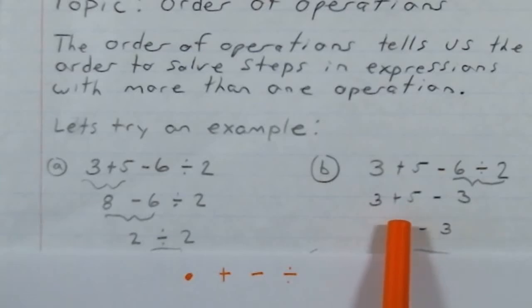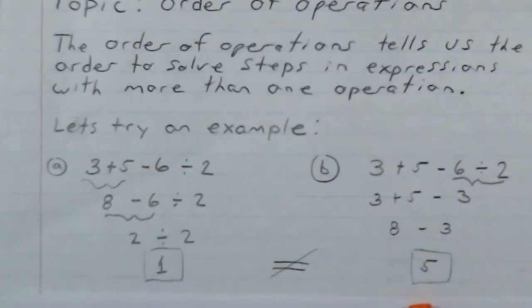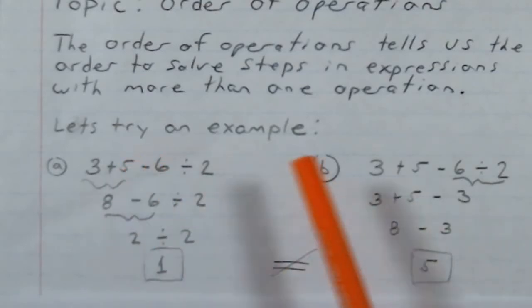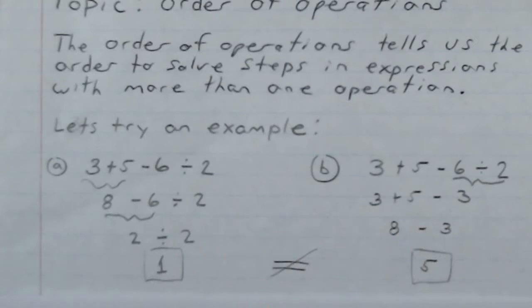You have 3 plus 5 minus 3. Well, 3 plus 5 is 8, minus 3. Look what they both equal. This one's 5. This one's 1. Obviously, they're not equal. 1 does not equal 5. So it really does matter which procedure is the correct one. That's why I gave you the same problem but a different way of doing it.